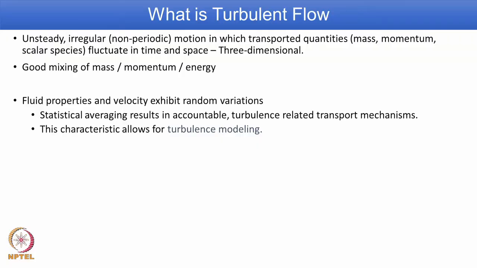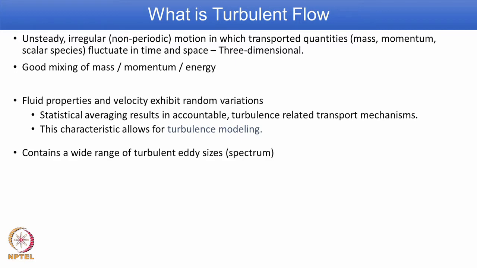Fluid properties and velocities exhibit random variation. Though they exhibit random variation, it is possible to apply statistical tools. One can obtain the average, RMS or fluctuation squares. So, statistical averaging results in accountable turbulence-related transport mechanisms, and because of this it is possible to do what is known as turbulence modeling, which is the subject for this week.